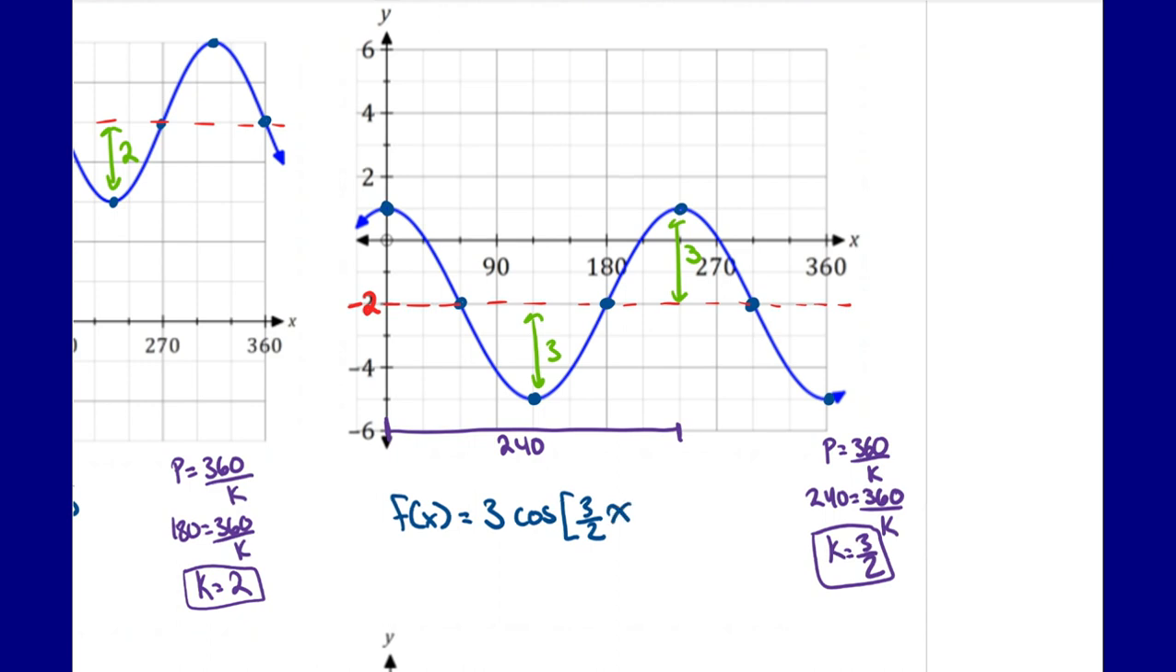Is there a phase shift left or right? Well, again, our maximum in the basic cosine function starts when x is 0, which in this case it does as well. So there is no shift left or right. Then our last value is our midline. In this case, it is -2. We shifted down 2. And that is our cosine function for this sinusoidal wave.